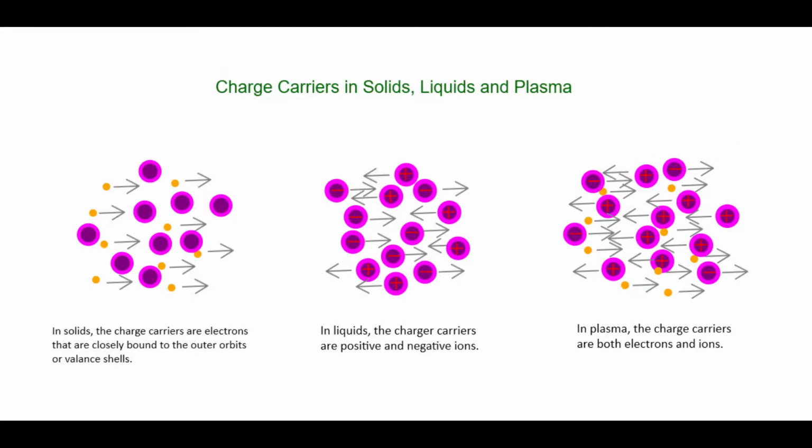The particles that carry the charge in an electric current are known as charge carriers. In solids, these charge carriers are electrons which are loosely bound to the outer orbit of the atom. In liquids, the charge carriers are positive and negative ions. In plasma, the charge carriers are composed of both electrons and ions.